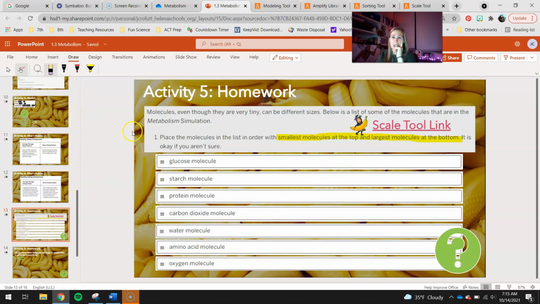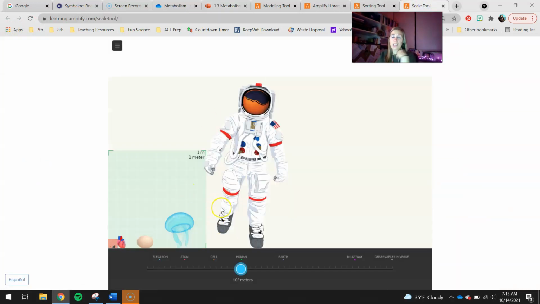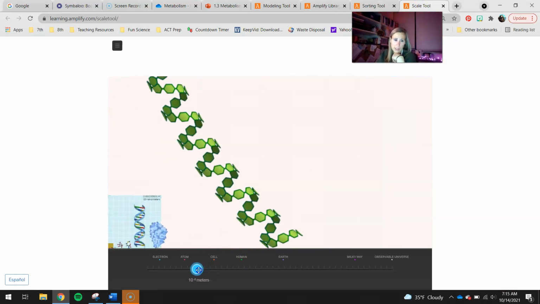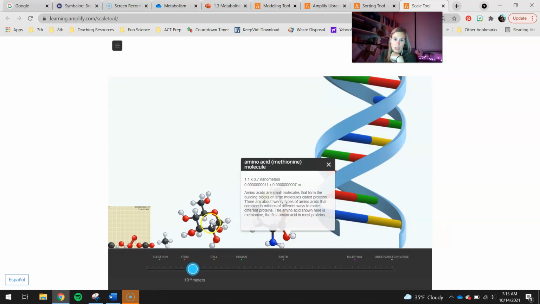If you get stuck, which obviously I don't expect you to know all of these, you can right-click this little link right here, and it's going to take you into the scale link that we used for the microbiomes unit. Remember, you can scroll down here. We're going to be looking at things that are molecule-sized. So we can click and say, here's a protein molecule. Here's DNA. Here's amino acids.